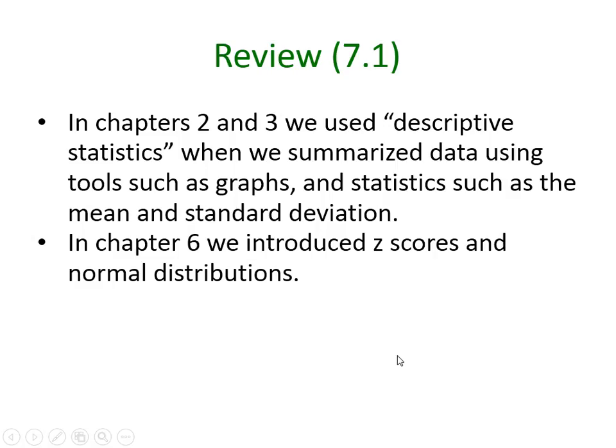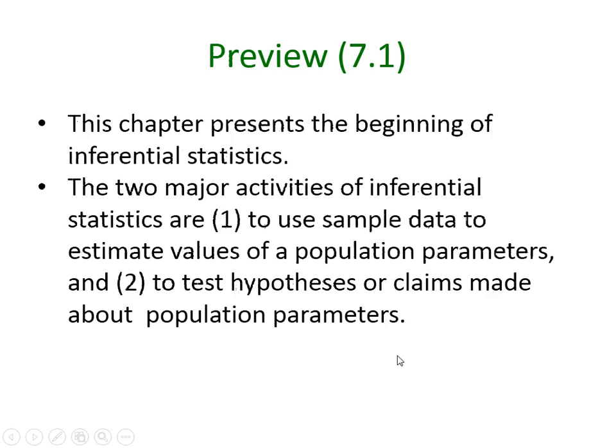In Chapter 6, we introduced the z-scores and the normal distributions. That's what we just came from: using those z-scores and having something that came from a normal distribution to try to figure out the probability of that value happening.